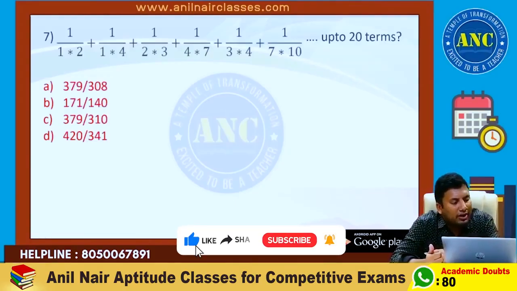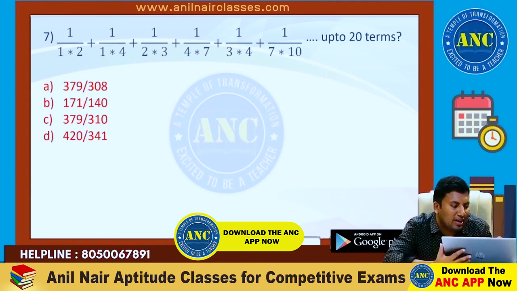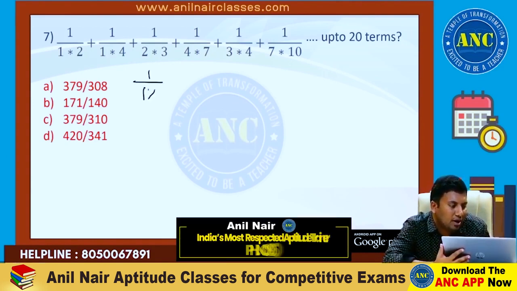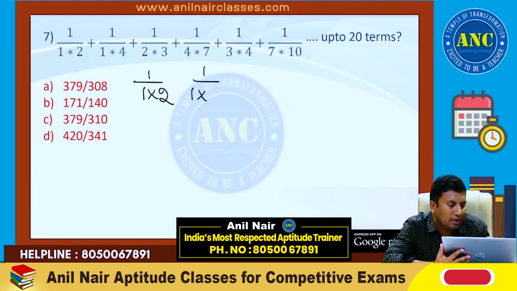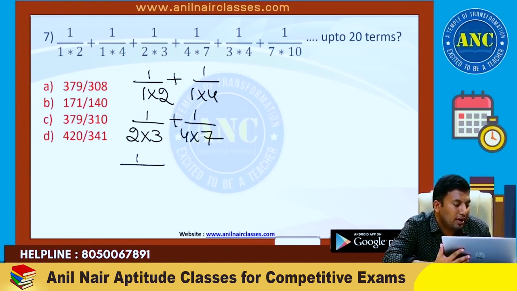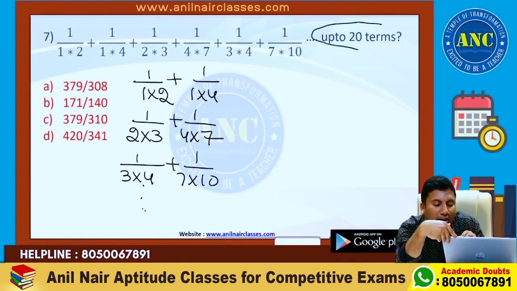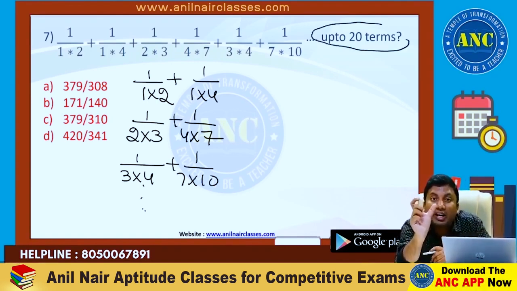1 by 2 into 1 by 4 and so on up to 1 by 2 into 3, 1 by 4 into 7 and so on up to 20 terms. Now, there are doublets. I will write the question like this: 1 by 1 into 2, 1 by 1 into 4, 1 by 2 into 3, 1 by 4 into 7, 1 by 3 into 4, 1 by 7 into 10. Like that, if I take a doublet, total 20 terms are there. That means if I take 2 terms as a group, there are 10 groups.